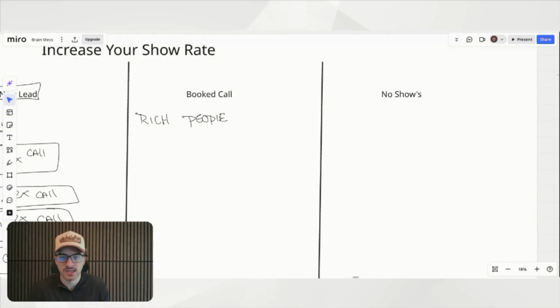They understand business. They understand it takes speed and it takes execution. They're not sitting around for another 6 months thinking, oh, I got to think about it, right? No, that's not how they operate. They're very, very fast people. So the book call funnel is very, very effective when you're talking to rich people because they understand the business. They understand how it works.